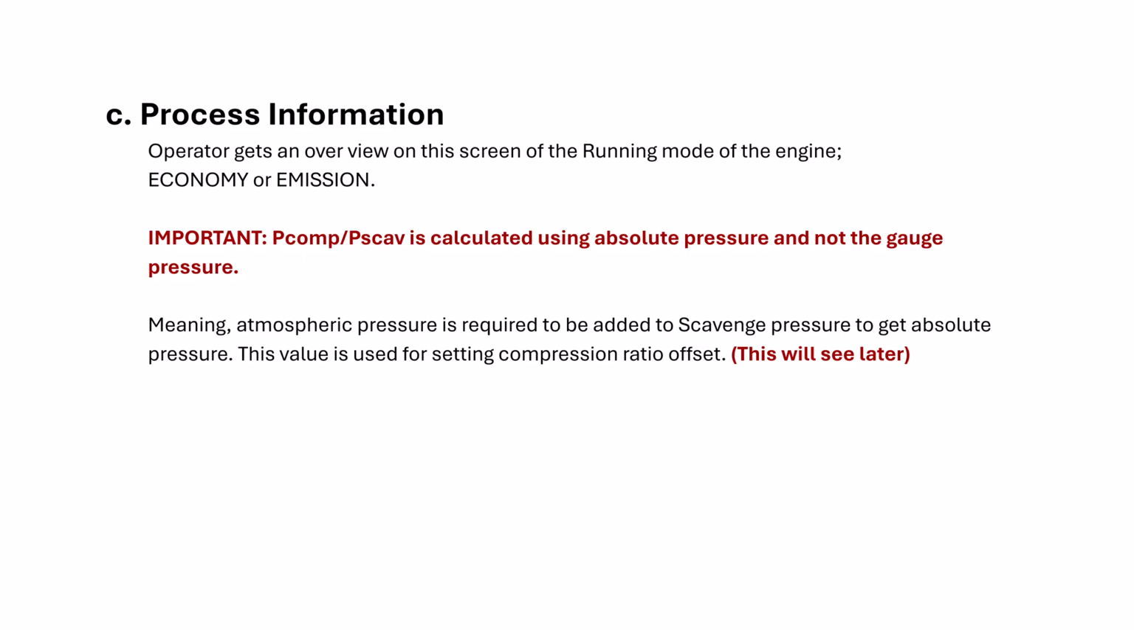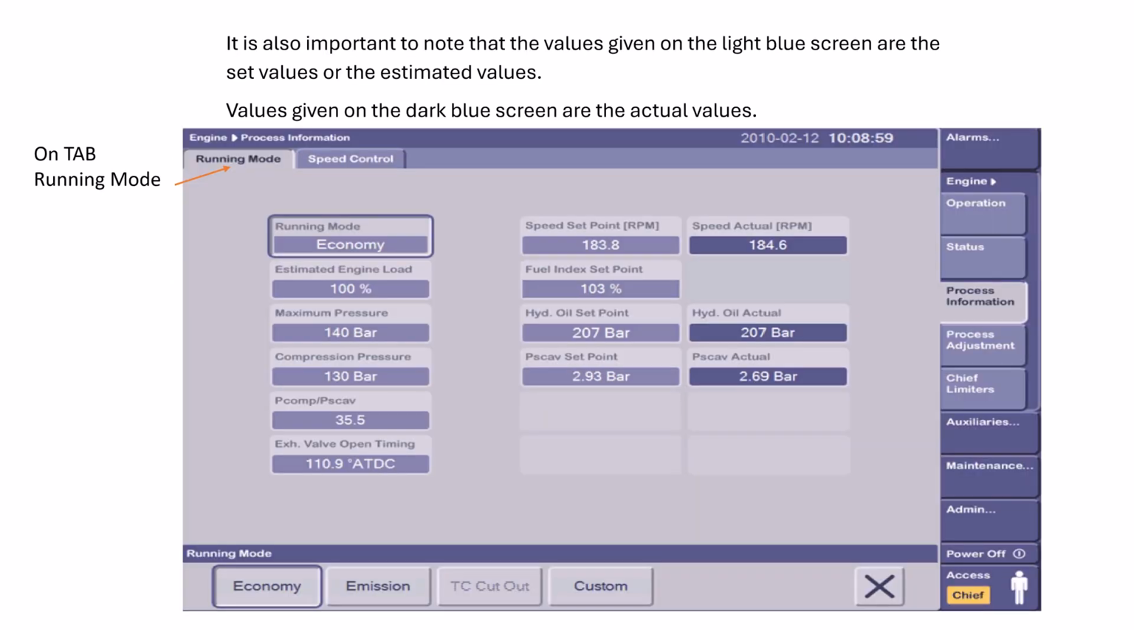Confusing? No, it's simple. All the pressures we read are above atmospheric pressure. We call them gauge pressure. In this case, we are using the absolute pressure. Absolute pressure. So here, for example, process information, and you go to the running mode.